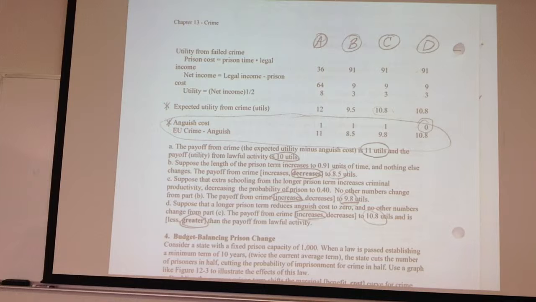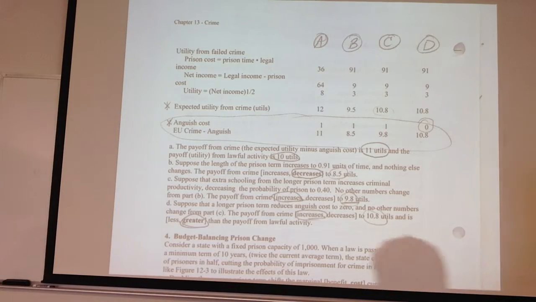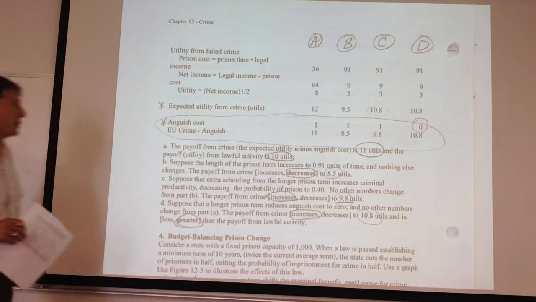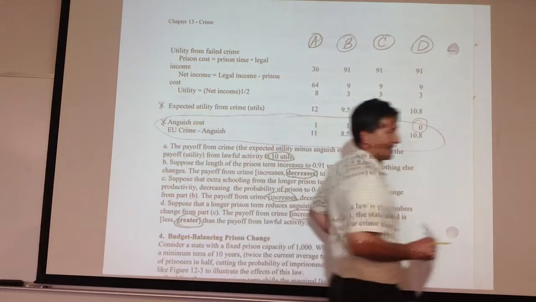So, just remember, what is there? 0.5 probability of going to prison or not going to prison. No, it decreases to 0.4. Your probability of going to prison is 0.4. And then it changes your probability of not going to prison. Right, not going to prison. So, moral of the story is we need to figure out how to get more anguish.